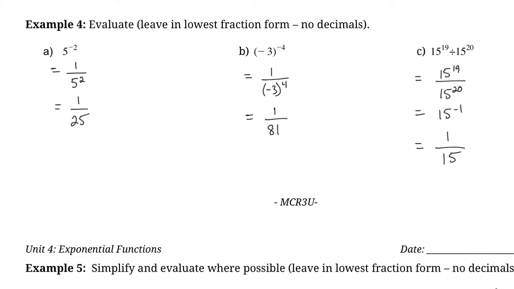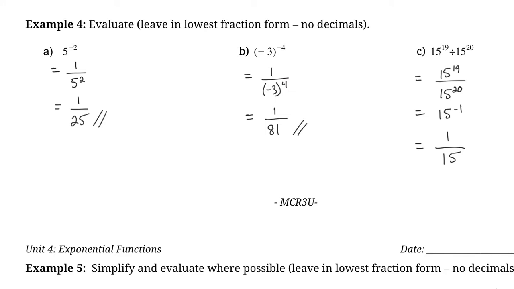Here are my solutions, and you may have solved these in a different way, but you would still get the same final answer. In the first one, we have 5 to the power of negative 2, so we have a negative exponent. So I rewrote that as the reciprocal with a positive exponent, and that's just 1 over 25. And in the second one, we also have a negative exponent, so I rewrote that again as the reciprocal with a positive exponent of 4. So that is equal to 1 over 81.